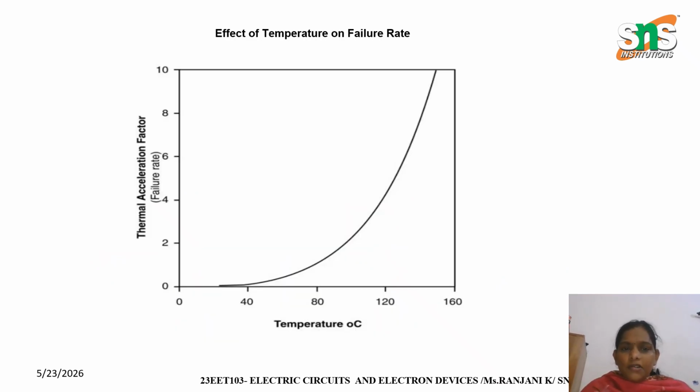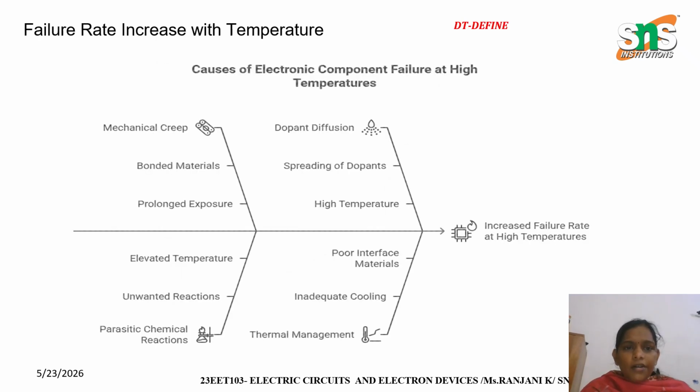This graph represents the effect of temperature on failure rate. The failure rate increases with temperature due to mechanical creep, bonded materials and prolonged exposure. Continuous usage of material at high and elevated temperature, fluctuation in temperature, unwanted chemical reactions, dopant diffusion, which is the spreading of dopants at high temperature, and poor interface materials are the main causes of electronic component failure at high temperature.